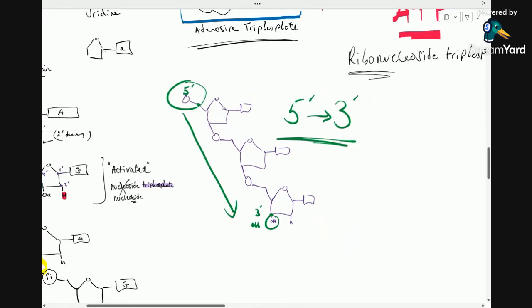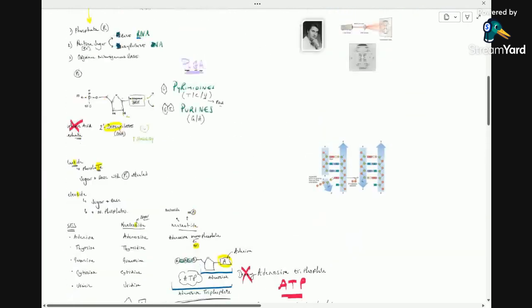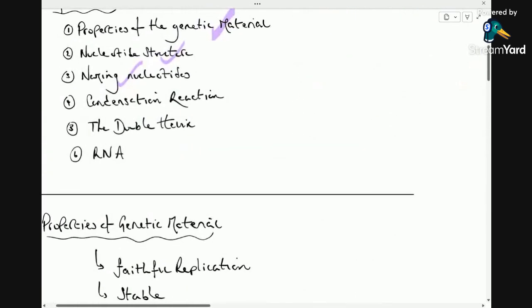Okay, so the next thing, once we've done the condensation reaction, and I've kind of touched upon the 5', 3' convention, which, by the way, we will come back to when we do DNA replication. So don't worry about it too much, but just be aware, once you make a strand of DNA or RNA, there is a sort of directionality to it. Okay, it runs from 5' to 3', i.e.